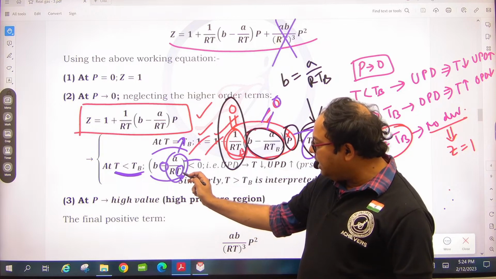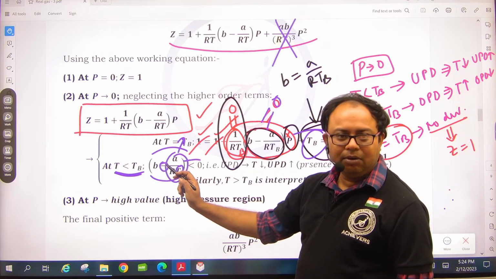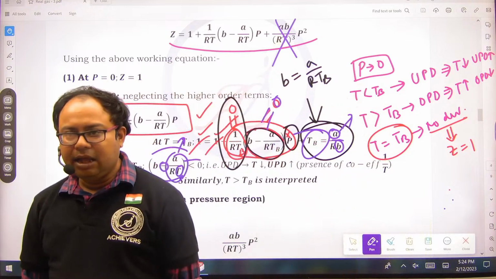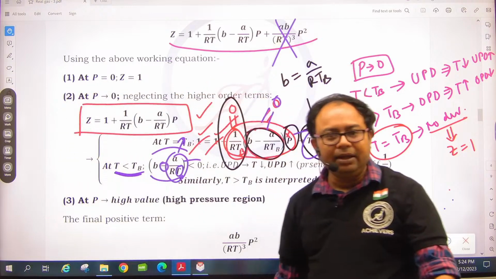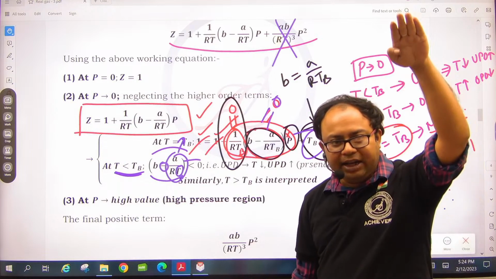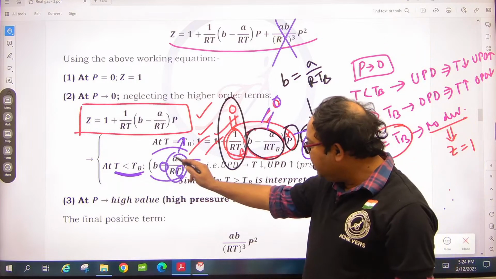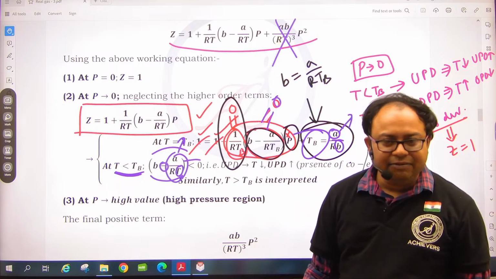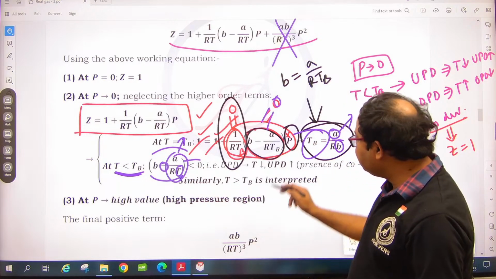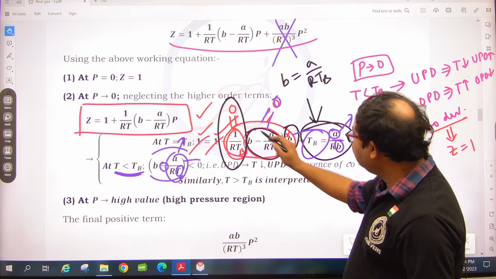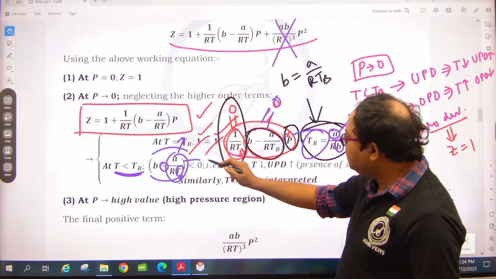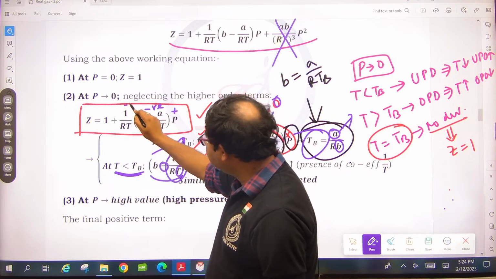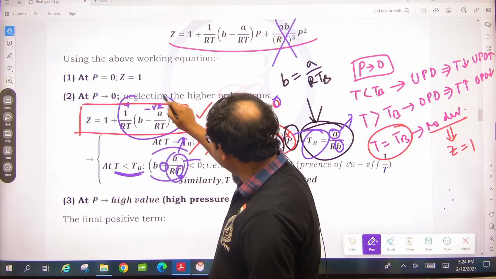Because at T equal to TB, this term was 0. But if you decrease T below TB, then the negative term increases. Then the entire term becomes negative. This term becomes negative, this is positive, so overall this becomes negative.